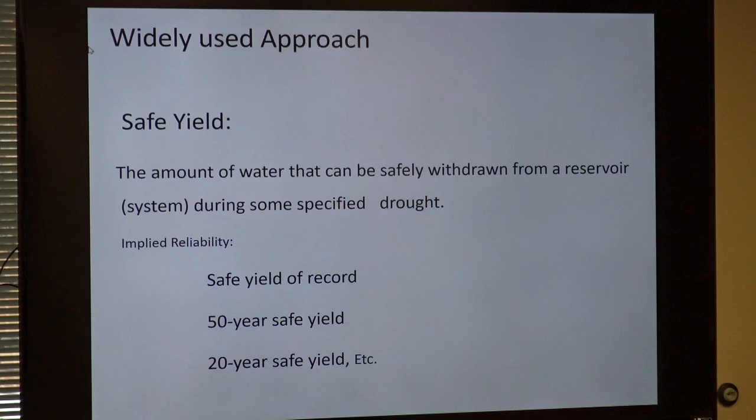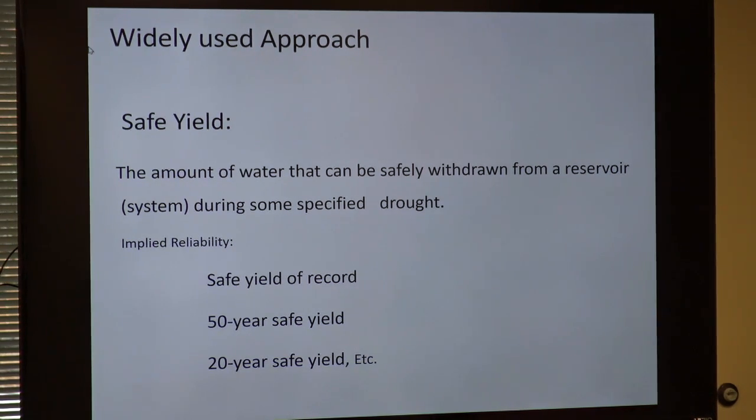Now, when we talk about reservoirs, most of the time it's spoken in the language of safe yield, and that's what the focus is going to be here. So, what is safe yield? It's the amount of water that could be safely drawn out of the reservoir during some specified drought, and it's mostly the drought of record. If we go back to the Rhode Island law, which helps define safe yield, it means drought of record. So in our study, the drought of record is the 1960s drought. So we want to make sure that that's being captured.